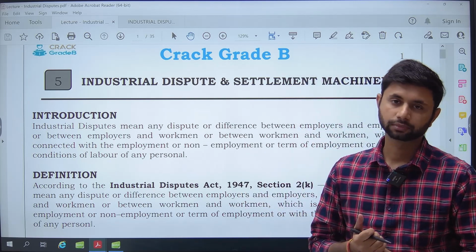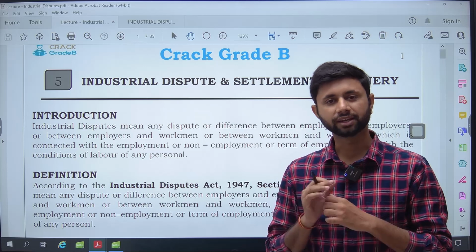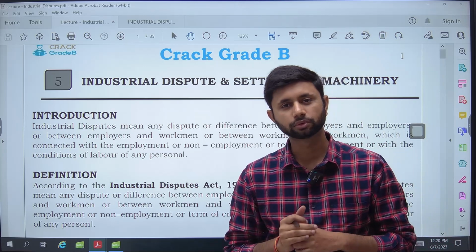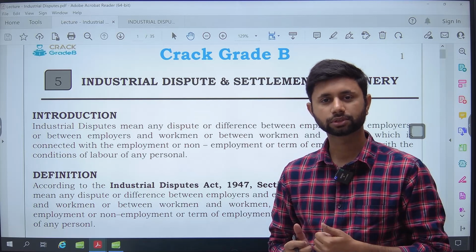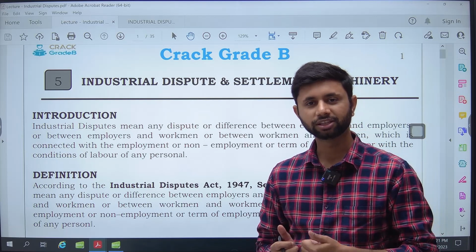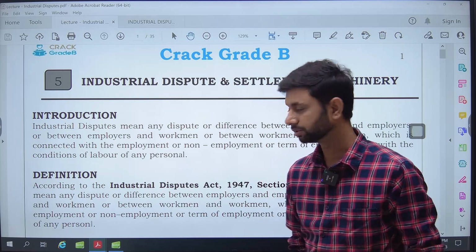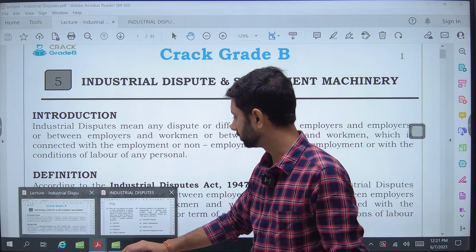Industrial disputes and settlement machinery. This is a very important chapter. Please do understand this chapter very crucially because various questions have been arriving in the EPF examination based on this chapter. I'll show you an example of this also.